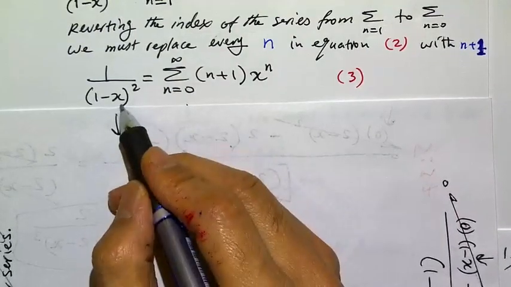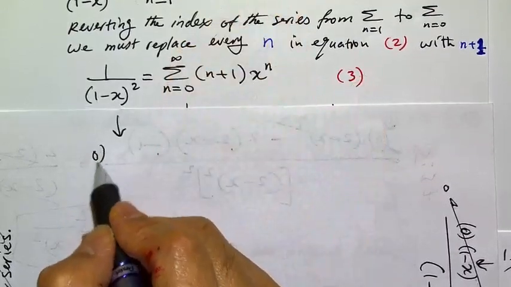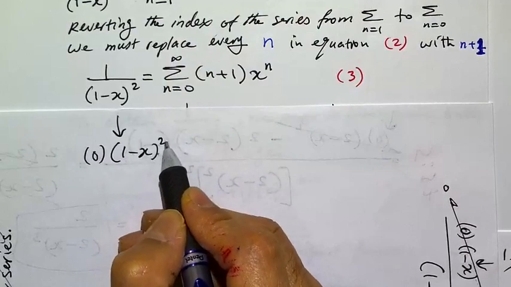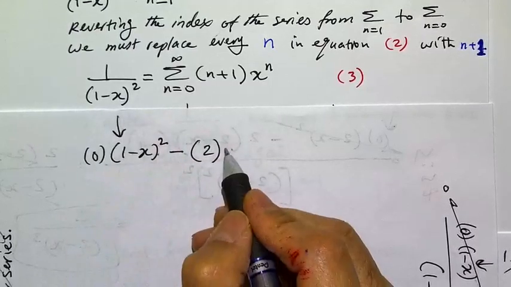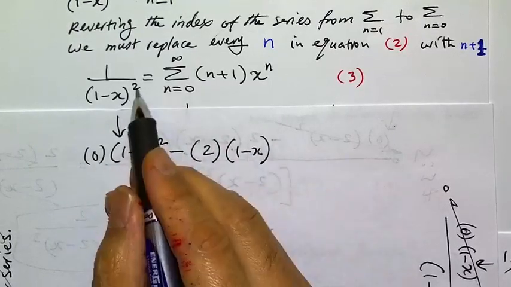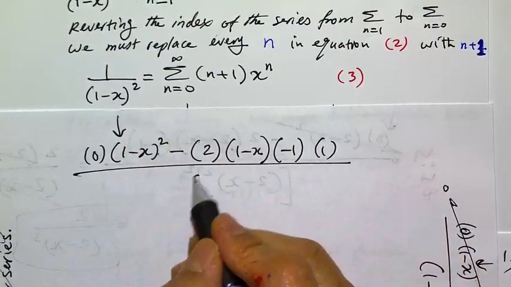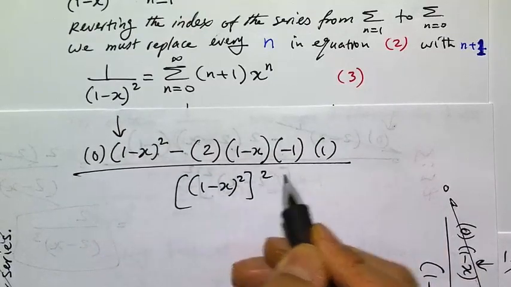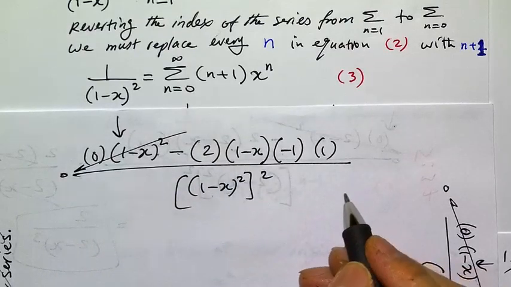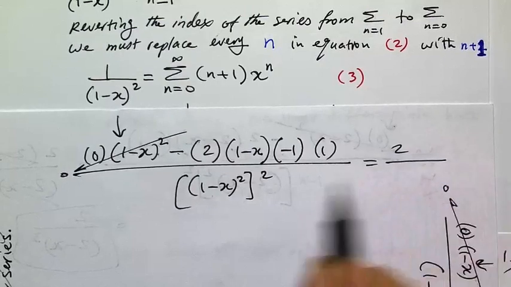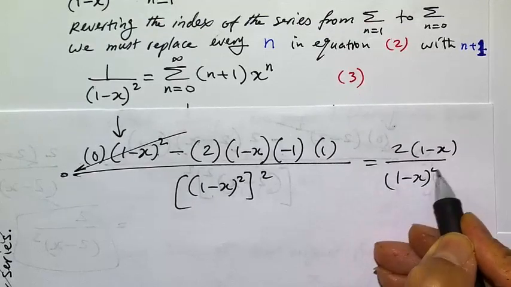So if we take the derivative of this left side, we have 0 times 1 minus x squared, minus the derivative of that, which will be 2 times 1 minus x to the first power times minus 1 by the chain rule, over 1 minus x squared squared. So this drops out to 0. Minus 2 times minus 1, it's going to be positive 2 times 1 minus x over 1 minus x to the fourth power.